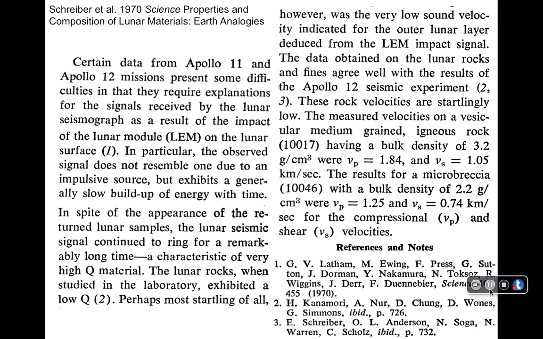Okay, so here's the beginning of the paper, and I will just begin reading. Certain data from Apollo 11 and Apollo 12 missions present some difficulties in that they require explanations for the signals received by the lunar seismograph as a result of the impact of the lunar module, LEM, on the lunar surface. In particular, the observed signal does not resemble one due to an impulsive source, but exhibits a generally slow buildup of energy with time. In spite of the appearance of the returned lunar samples, the lunar seismic signal continued to ring for a remarkably long time, a characteristic of very high Q material. The lunar rocks, when studied in the laboratory, exhibited a low Q.